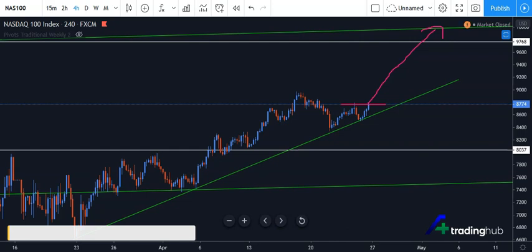Last week we actually projected that price will correct, and it made that correction last week. That drop, and we want to see it to the upside. So that is for Nasdaq.